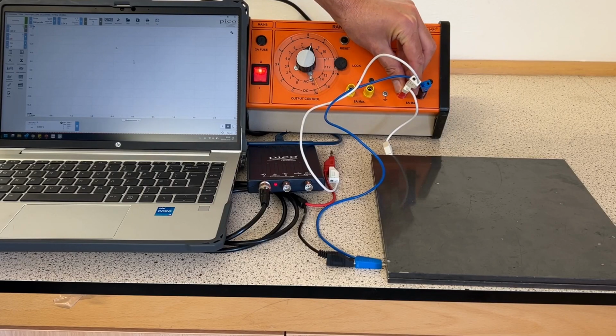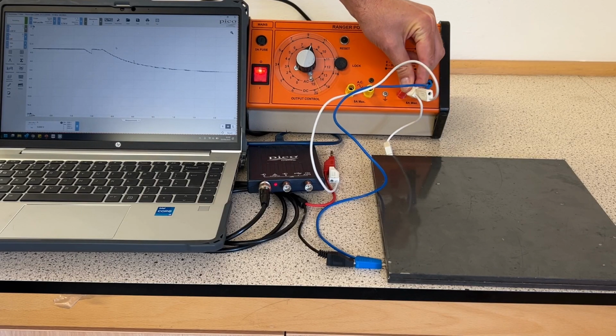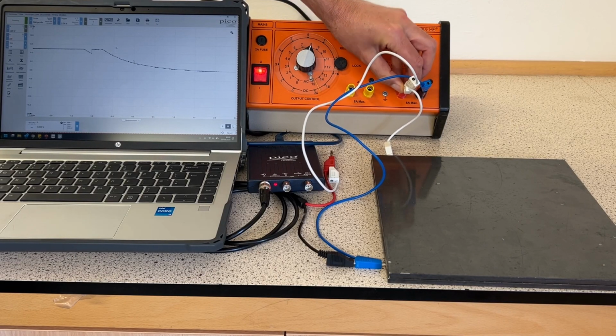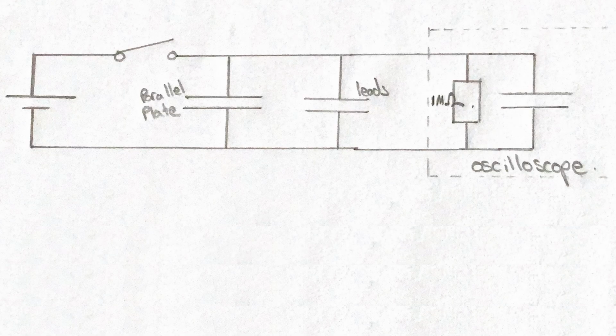I'm going to measure the capacitance of a parallel plate capacitor by discharging it through an oscilloscope. The theory is that if I connect my parallel plate capacitor to a power supply, it will charge up, and then I can disconnect it with a switch or by pulling out the wire, and then it will discharge through the megaohm resistance of the input of the oscilloscope.